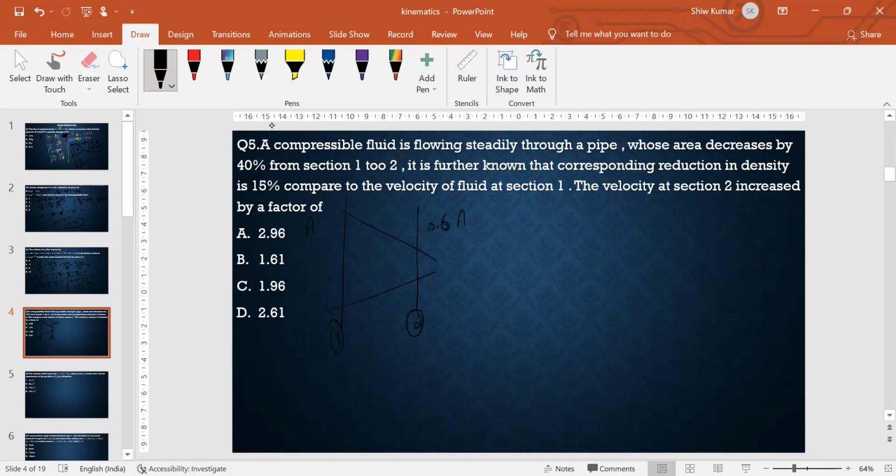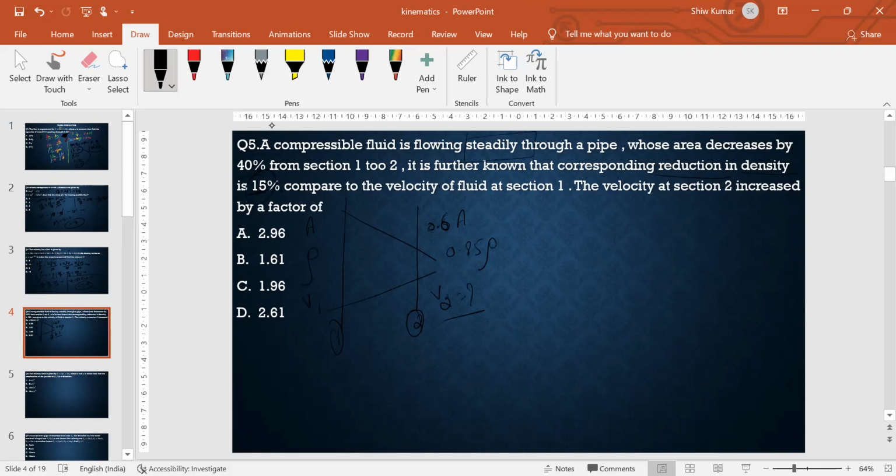It is further known that the corresponding reduction in density is 15%. Compared to the velocity of fluid at section 1, the velocity at section 2 increased by a factor of how much? Here the density also varies, decreased by 15% reduction. So if the density is rho, it becomes 85%, since rho was reduced by 15%, meaning 85%. I have to find out by what factor the velocity at section 2 increased.